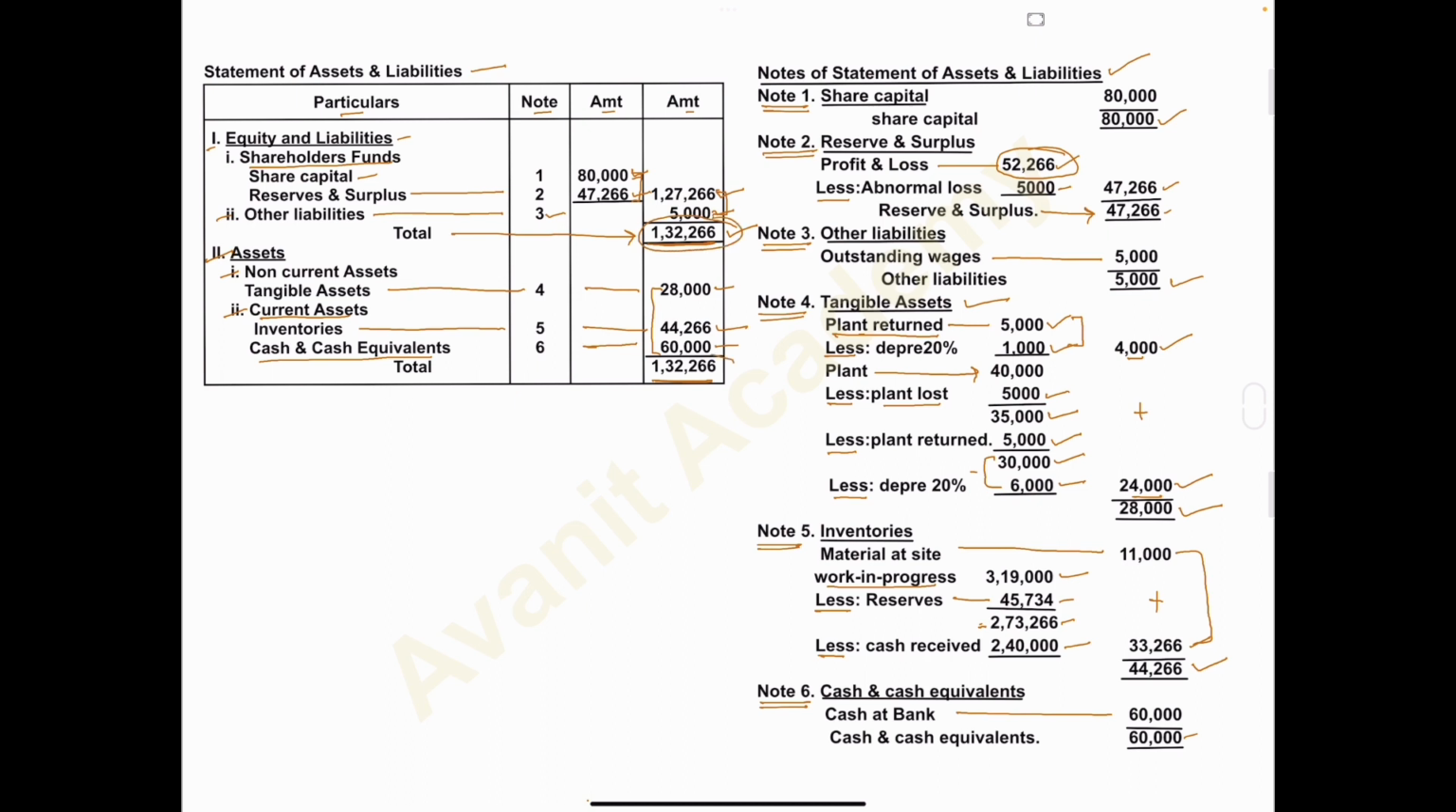So the liability total is 1,32,266, and the total of asset side is 1,32,266. Both sides you have to get the same balance. So balance sheet is correct. Both the sides we got the same amount, 1,32,266. So this is the balance sheet.